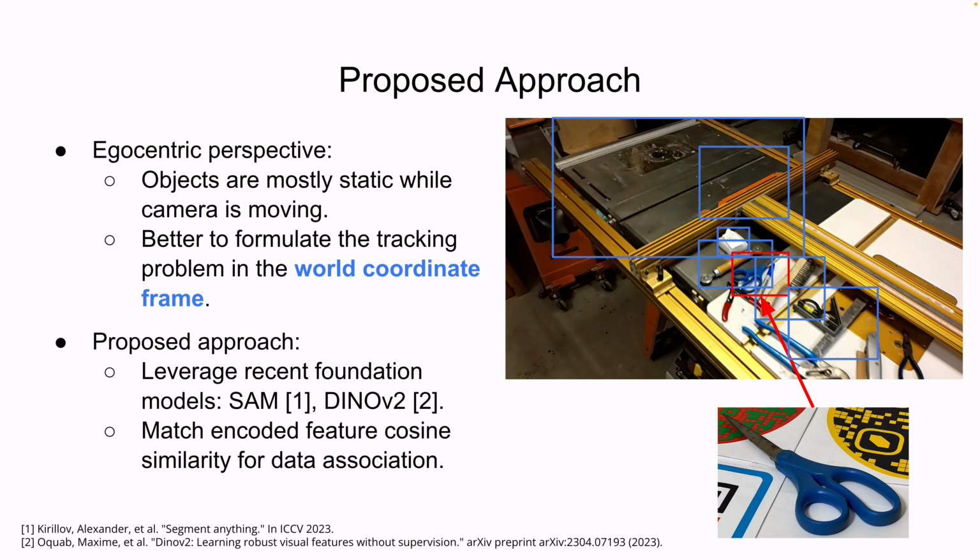Our proposed approach follows the tracking by detection pipeline. Specifically, we utilize the recent foundation models SAM and DINOv2. SAM is a powerful proposal generator. We match DINOv2 encoded features with cosine similarity for data association.